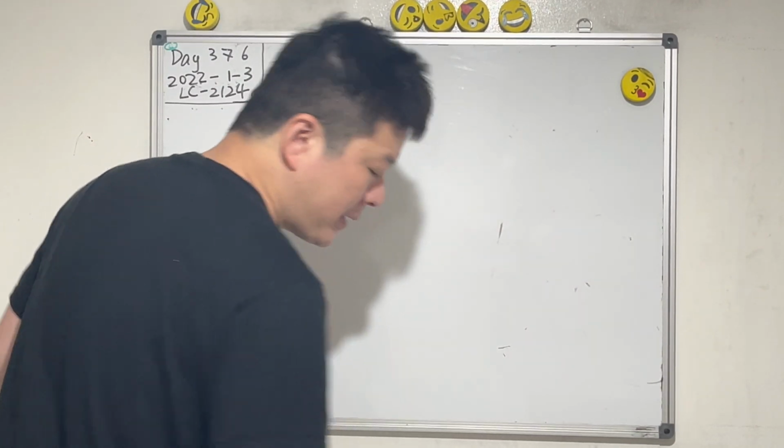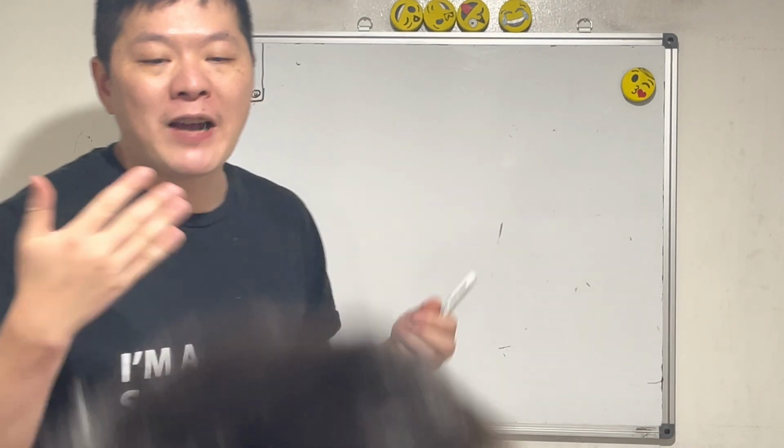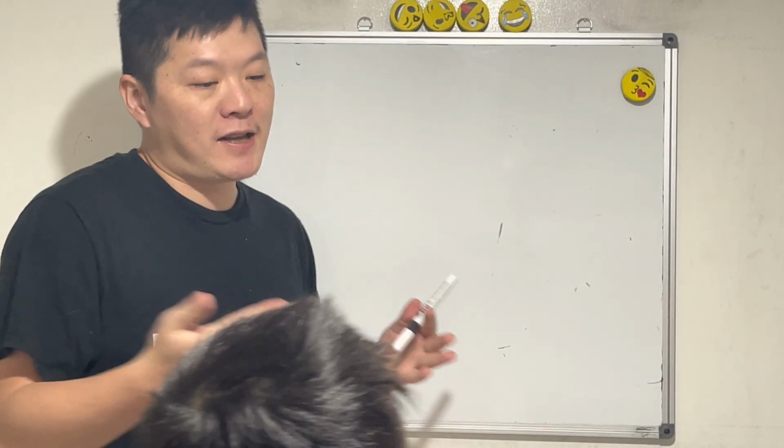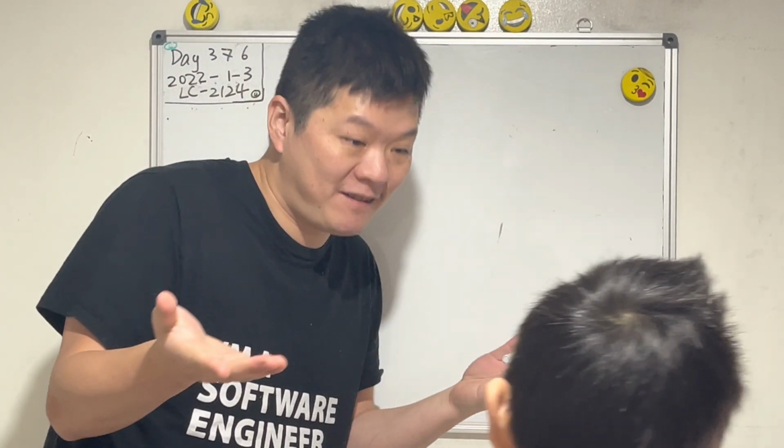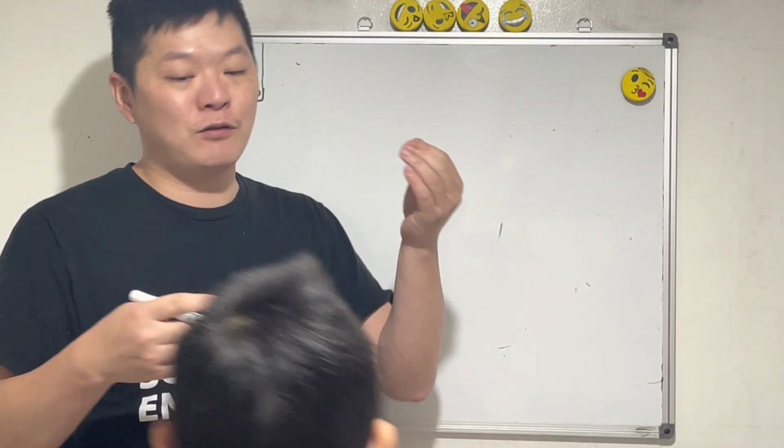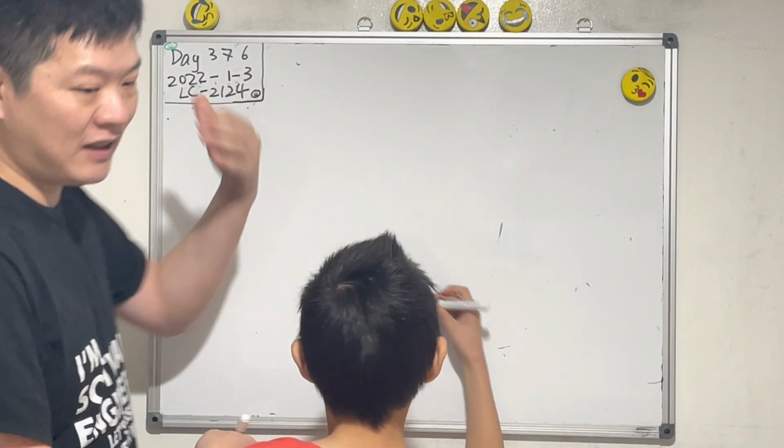Yes, because we are checking if all A's are before B's. And if it's not valid, then there must be a BA, right? That's very obvious. So we think reversely. We think in the opposite way.